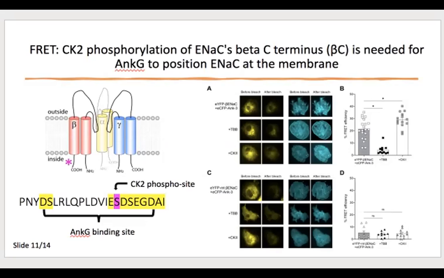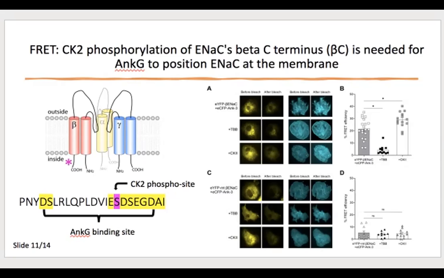We then conducted FRET, or Forster resonance energy transfer, experiments with CFP tagged ankyrin G, which is cyan or bluish color, and a YFP tagged beta ENaC, which is yellow. And FRET works by measuring the amount of fluorescence that is transferred because the two proteins are very, very close together. And it's, I believe, a maximum of 8 to 10 nanometers. So very, very close.